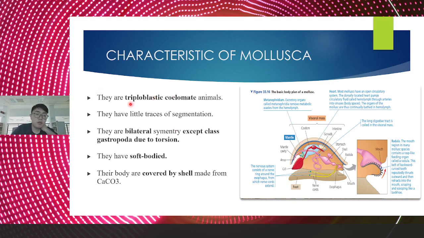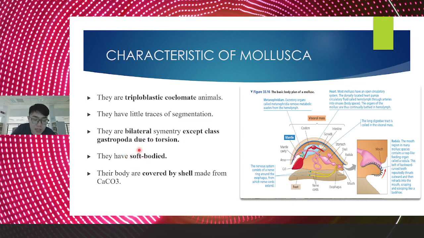Same as the previous phylum, you have to know that it is a triploblastic coelomate animal, the same as phylum Arthropoda. They also have little trace of segmentation. Arthropoda is totally segmented, but for Mollusca there is just a little trace of segmentation. They are also bilaterally symmetric, except class Gastropoda, due to torsion. Gastropoda is not bilateral.